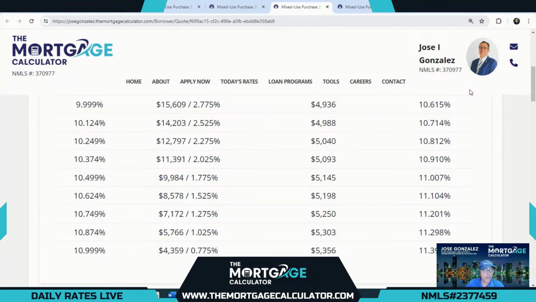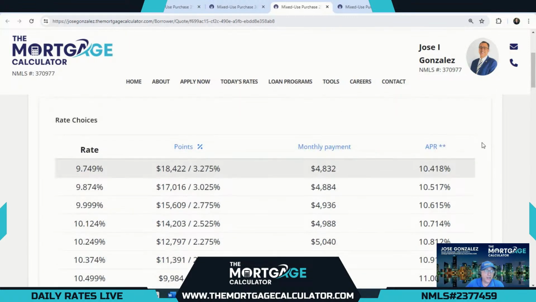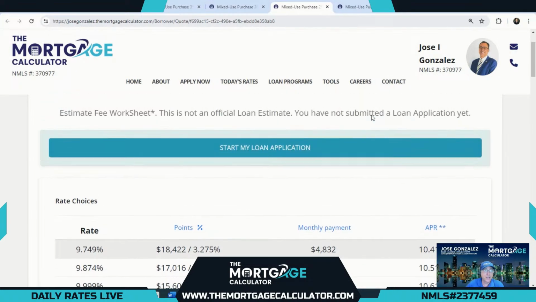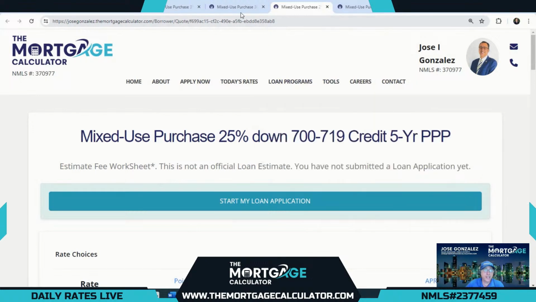We are at 10.999 with a cost of 0.775 points, and we can buy that down to 9.749 at a cost of 3.275 points for our 700 to 719 credit.